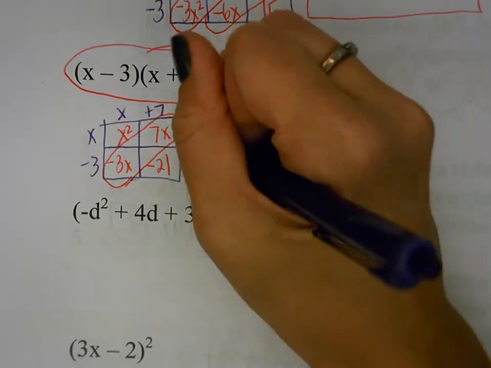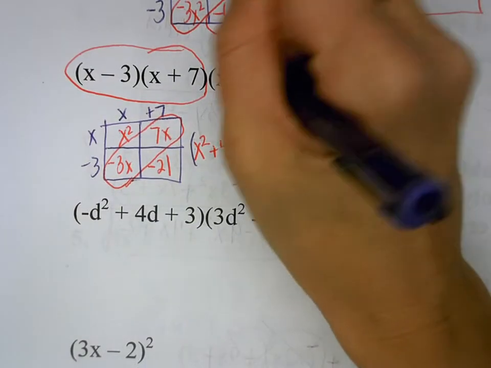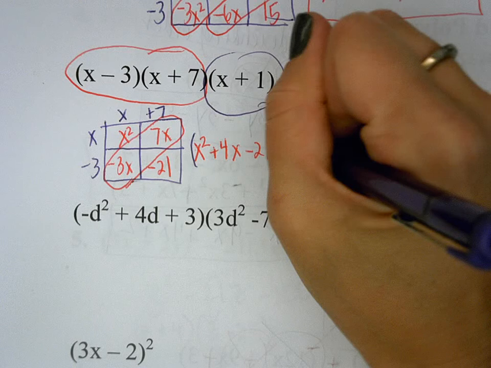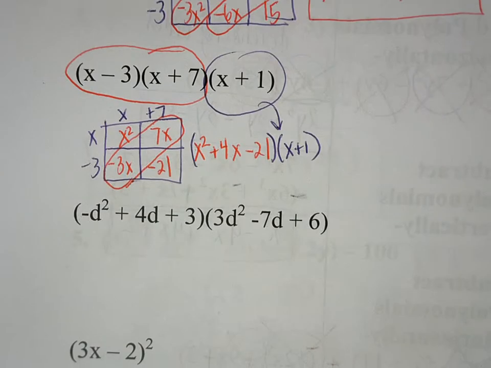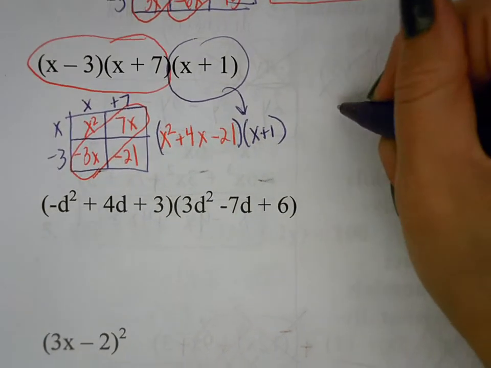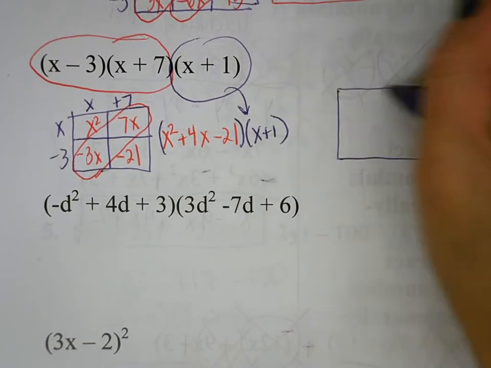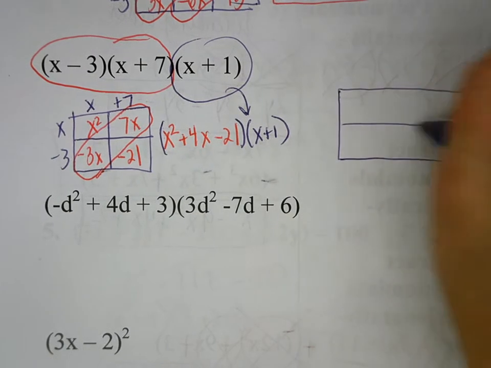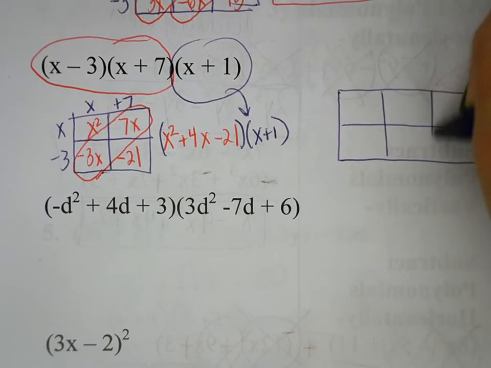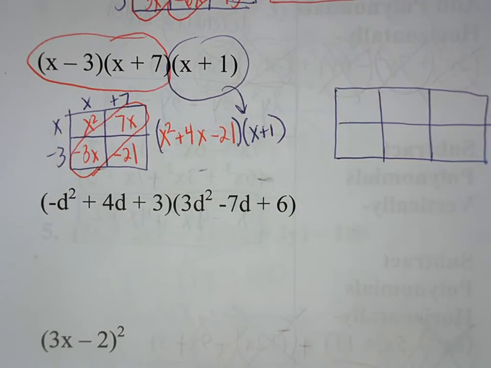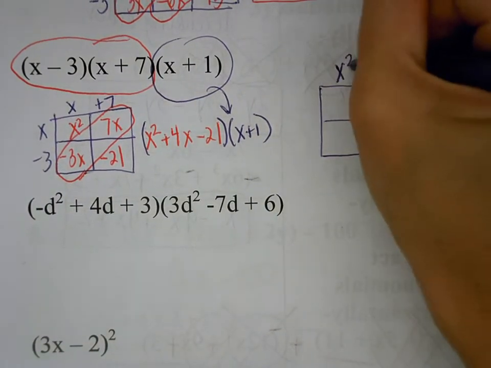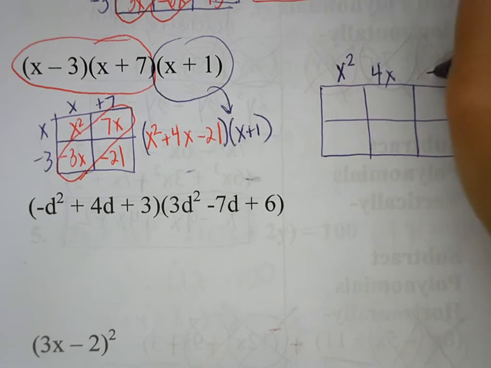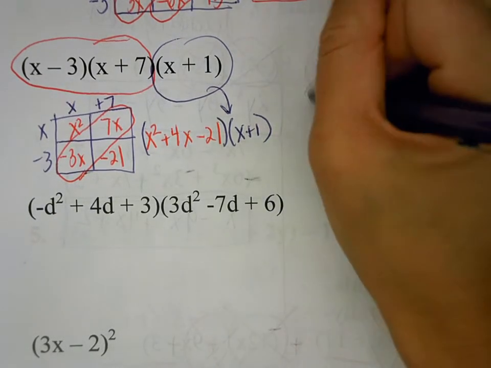So just don't forget that you are not done. So now I'm taking this right here and multiplying it times x plus 1. So what size box am I going to need now? 3 by 2. Good, 3 by 2. Okay, so along the top we do our three terms, which is x squared, 4x, and negative 21. And along the side I have an x and a positive 1.